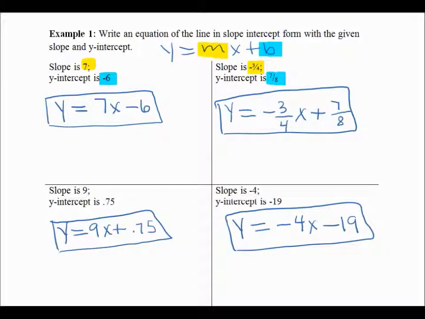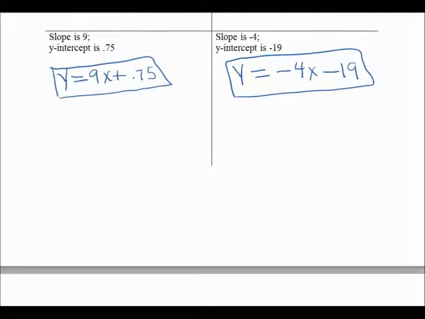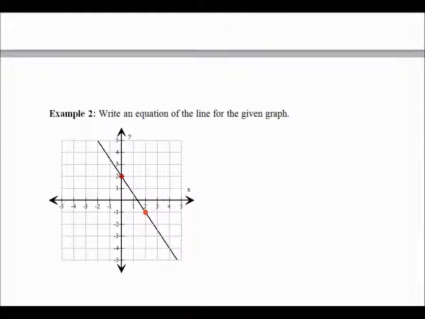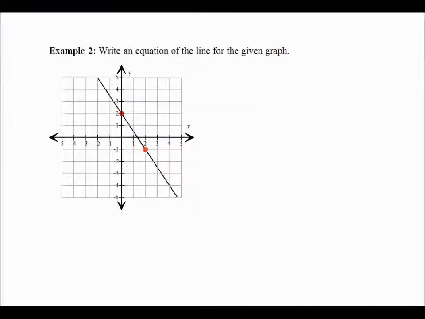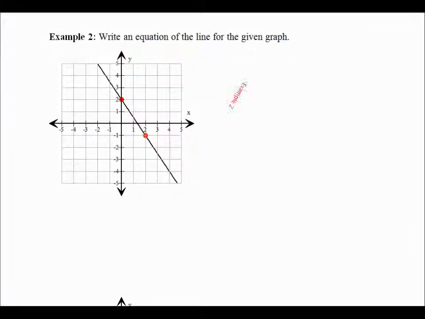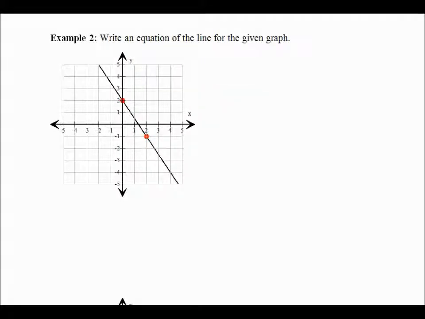So let's take a look at our next example. On the next example, this time it's slightly different. We're given the graph. It says write an equation of a line for the given graph. We're still going to put the equations in slope-intercept form, which is y equals mx plus b. So just like the previous example, we need the slope and we need the y-intercept.